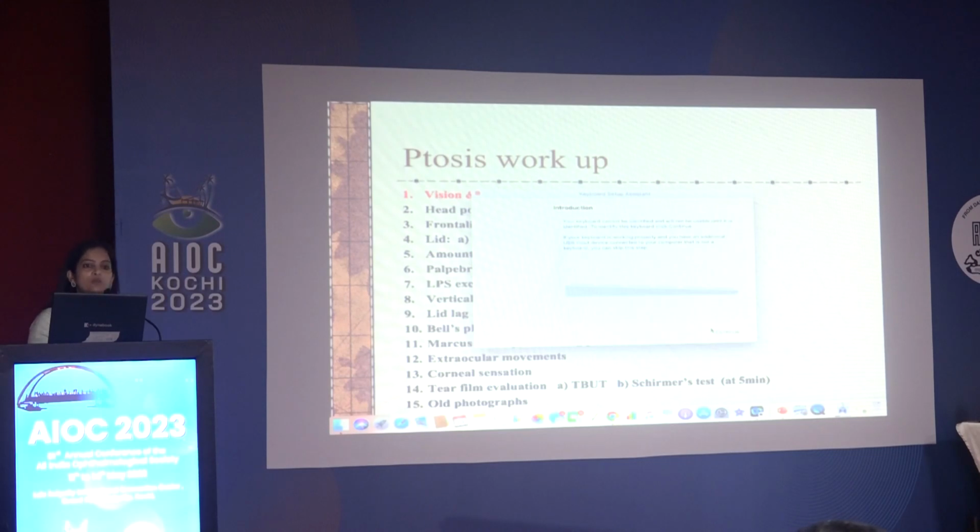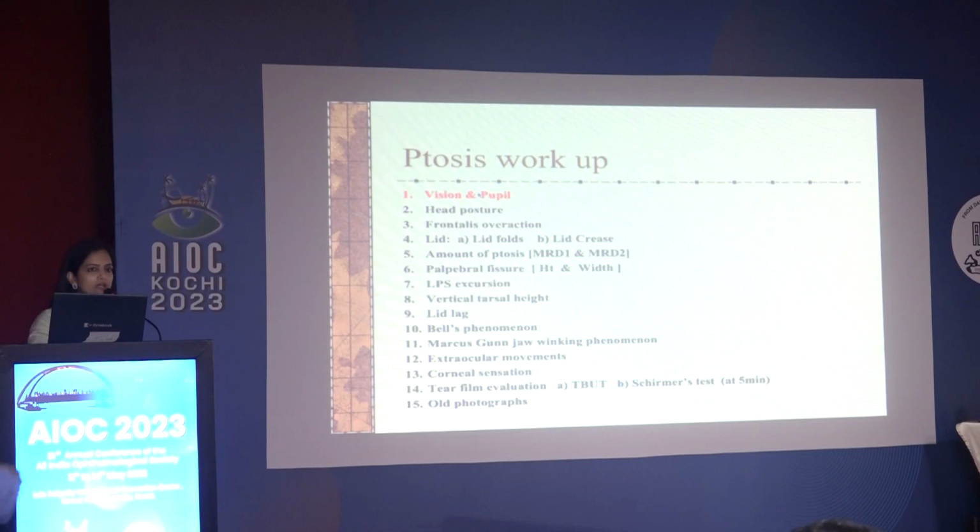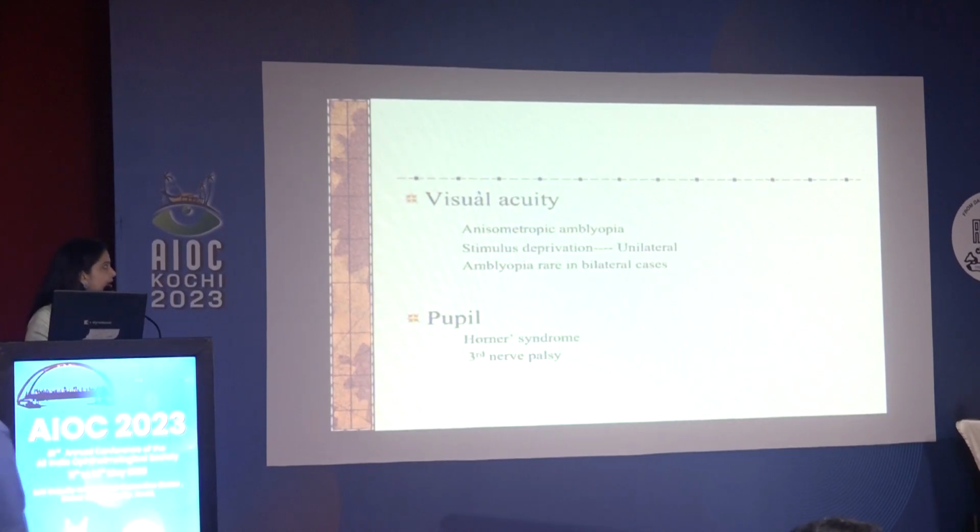It's not the stimulus deprivation amblyopia, which is the most common variety, but the anisometropic amblyopia, because of the pressure of the eyelid over the cornea that causes astigmatism. So the most important amblyopia is the anisometropic, followed by stimulus deprivation amblyopia.